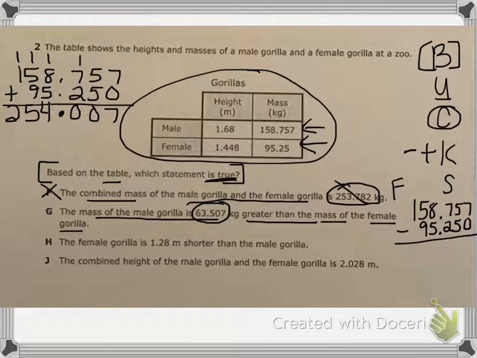Then I subtract. 7 minus 0 is 7. 5 minus 5 is 0. 7 minus 2 is 5. Bring down the decimal. 8 minus 5 is 3. And 15 minus 9 is 6. So I have 63 and 507 thousandths, which is the number we need. That is a true statement. H. The female gorilla is 1 and 28 hundredths meters shorter than the male gorilla.